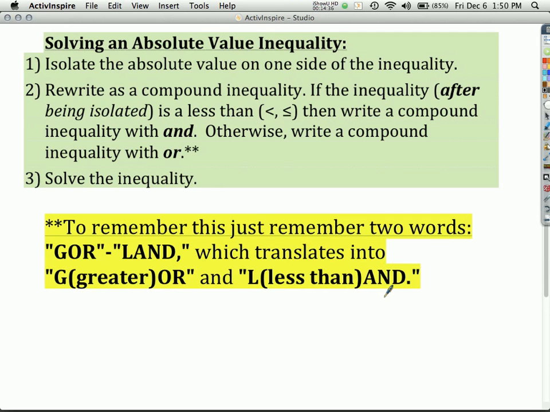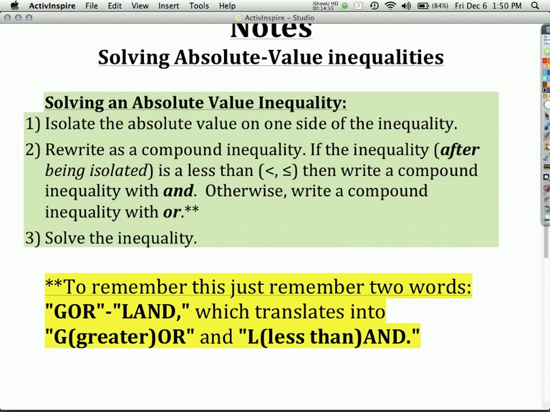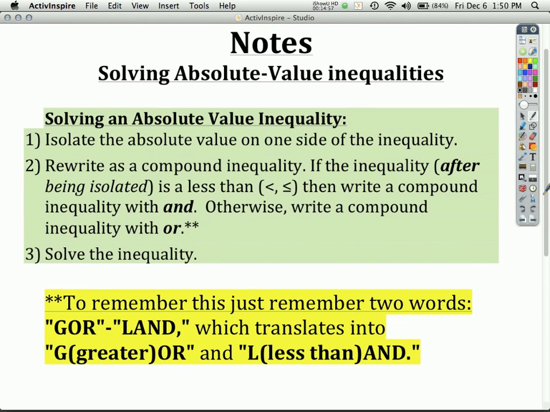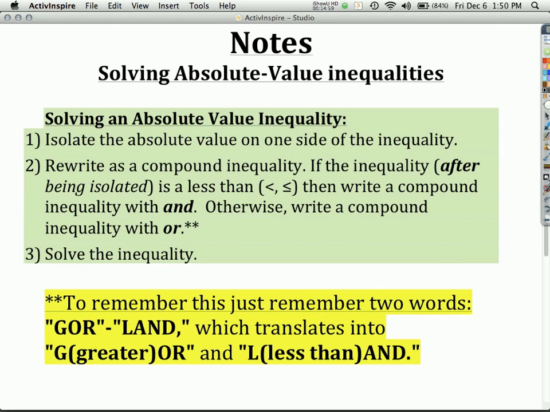So what I would hope you would do is commit this memory device, and it's not going to be hard. Commit it to memory, and then whenever you have to deal with absolute value inequalities, write down the memory device, and you'll be able to figure things out pretty quickly. So, this may make no sense to you so far, and that's okay. In a moment, it will make perfect sense.